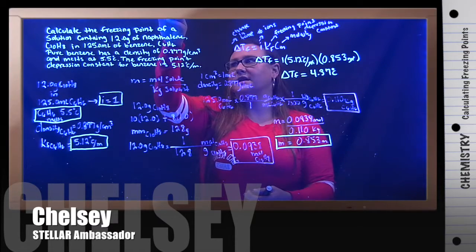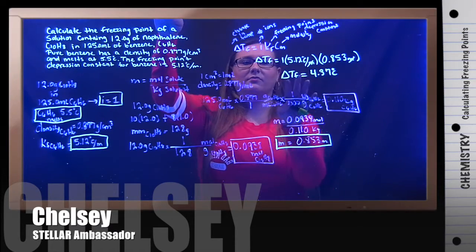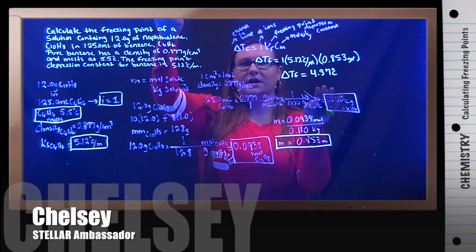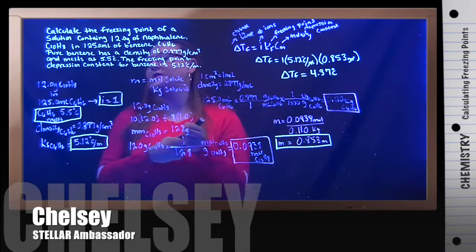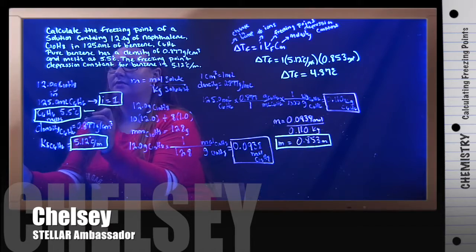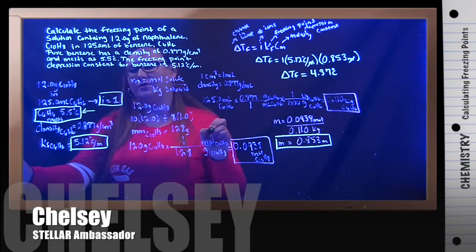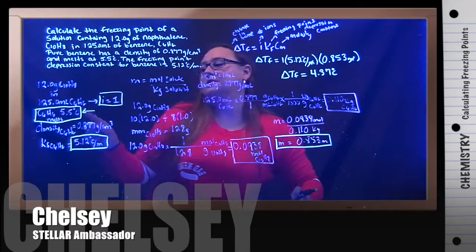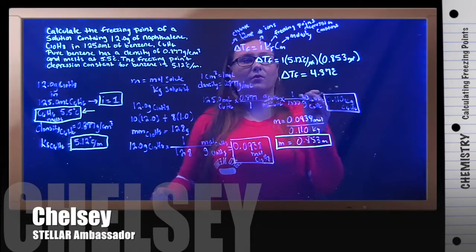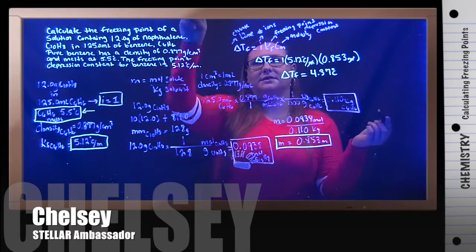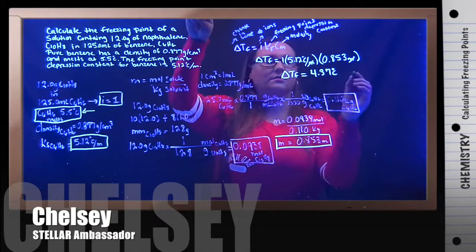Okay, so now we just solved for delta T, but that's not the final answer. The question says calculate the freezing point. What we solved for was the change in temperature, and that's why they gave us this information right here, that benzene melts at 5.5 degrees Celsius. We need to use the melting point and the change in temperature in order to calculate the freezing point of the solution.